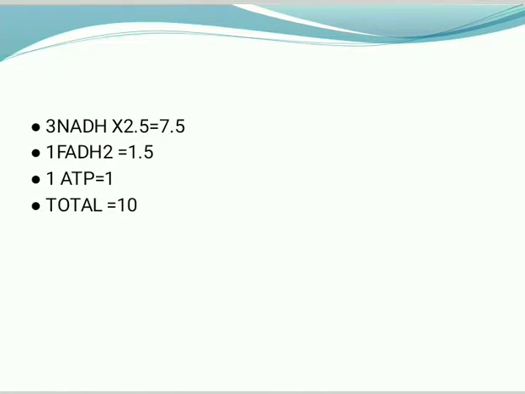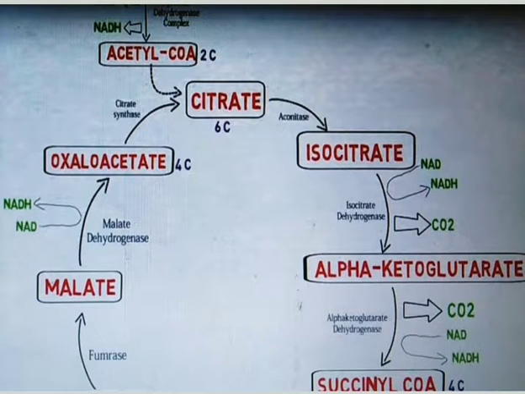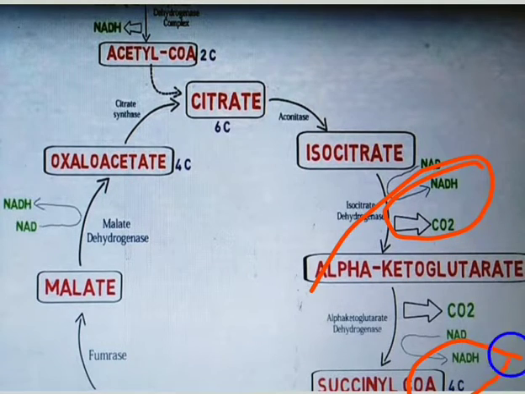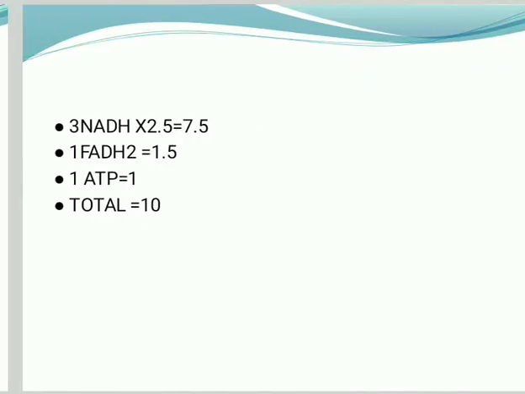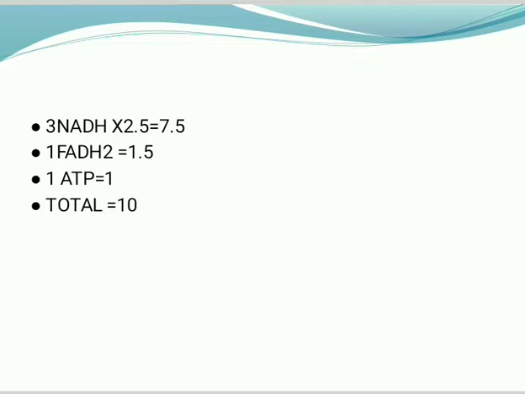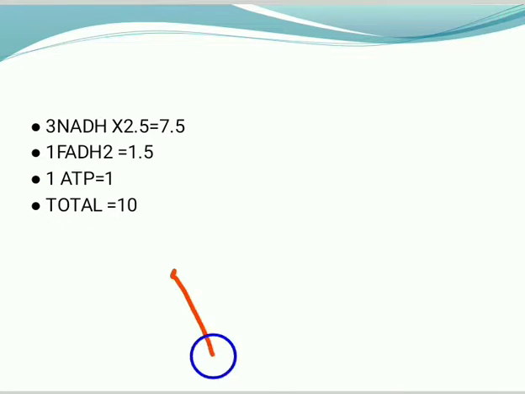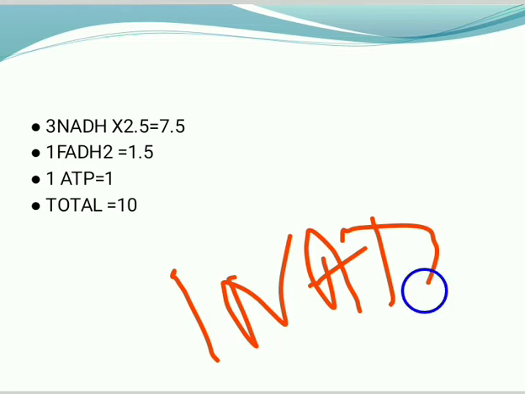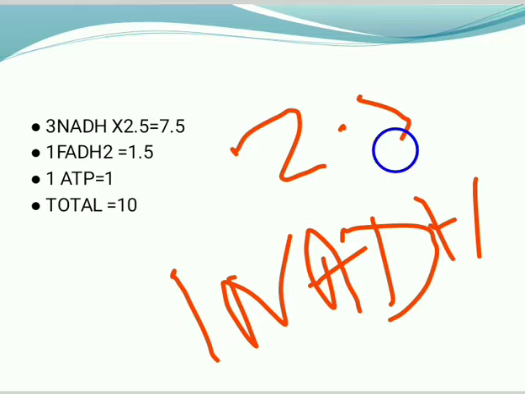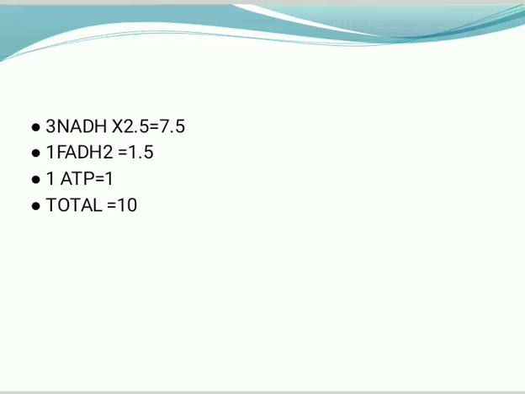This is its bioenergetics, and here we can see how many molecules of NADH are generated. A molecule of NADH is generated here, also here, and also here. So 3 molecules of NADH are generated. We know that one molecule of NADH produces 2.5 ATP. So as 3 molecules of NADH are produced, a total of 7.5 ATPs are produced.